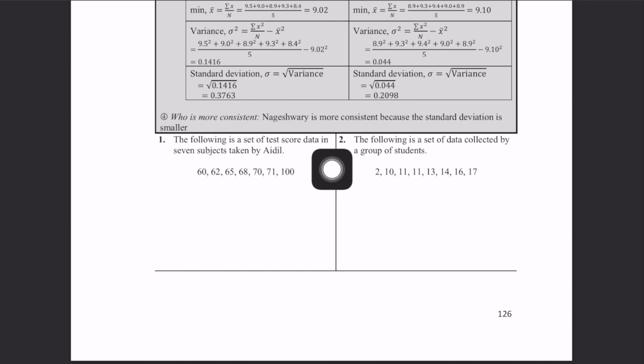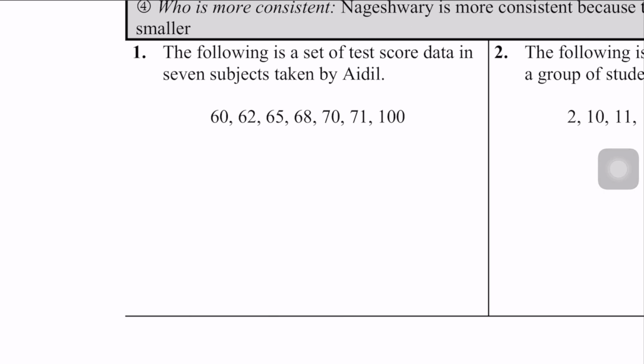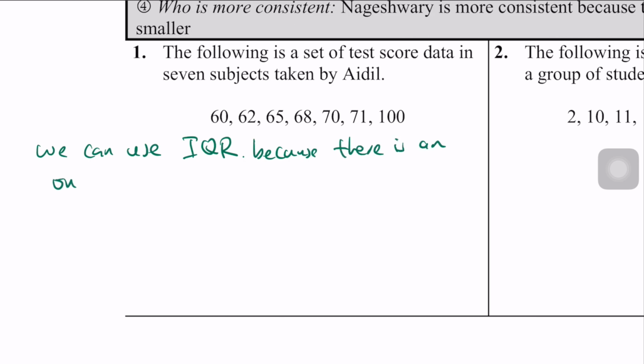100, an extreme value. I zoom in. We can use the interquartile range because there is an outlier of 100. So we need to calculate Q1, the first quartile, and then the third quartile, and then we calculate the interquartile range.